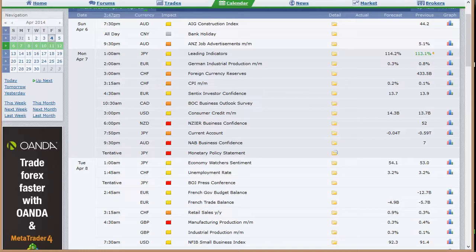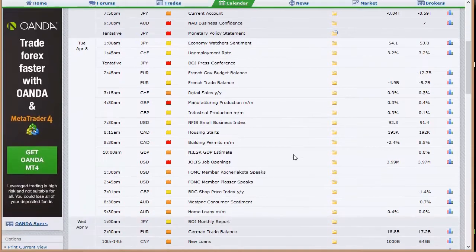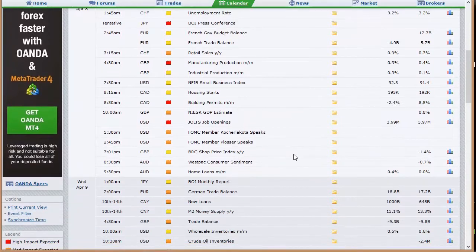in the afternoon Eastern time Monday here in the U.S., current account out of Japan that night, and monetary policy statement out of the Bank of Japan. Economy watcher sentiment going into Tuesday out of Japan. Unemployment rate from Switzerland. Bank of Japan press conference from their rate announcement.